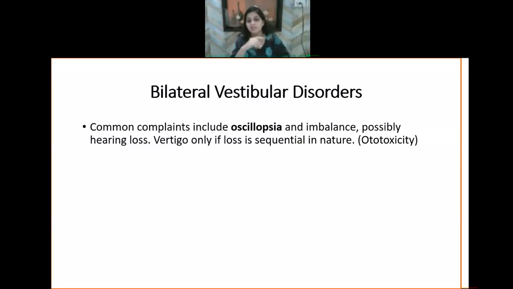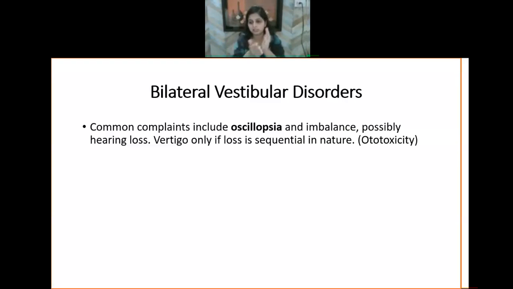I have seen a 26-year-old young female. She had oscillopsia, and it was very hard for her to get up, dress up, everything. Even when she walks, she feels everything is moving and jumping. You can imagine how hard it is for them.